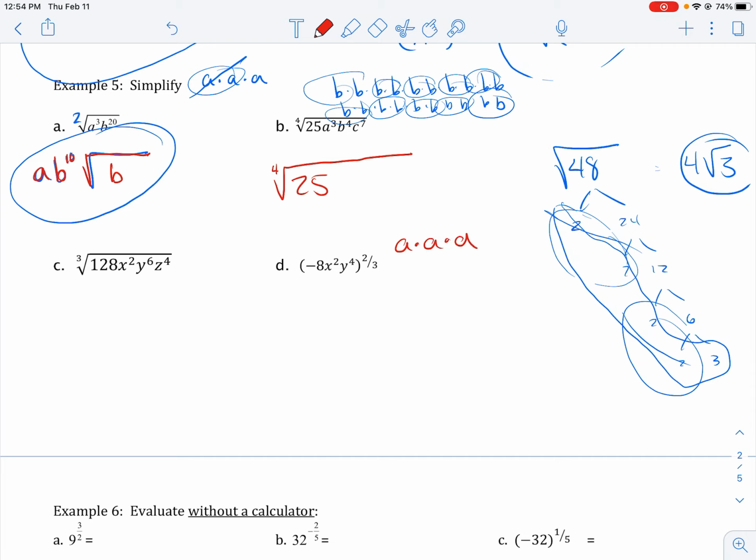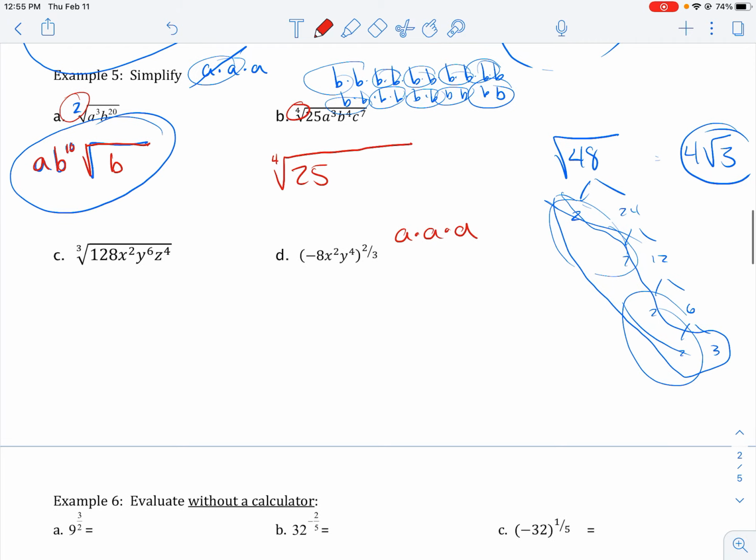So I have 3 A's, all right? In this one, we're looking for pairs of 2. And in this one, our index is telling us we're looking for pairs of 4. So if we look at our A's here, how many pairs of 4 do we have? Well, we don't have any. And so guess what? A gets left behind.